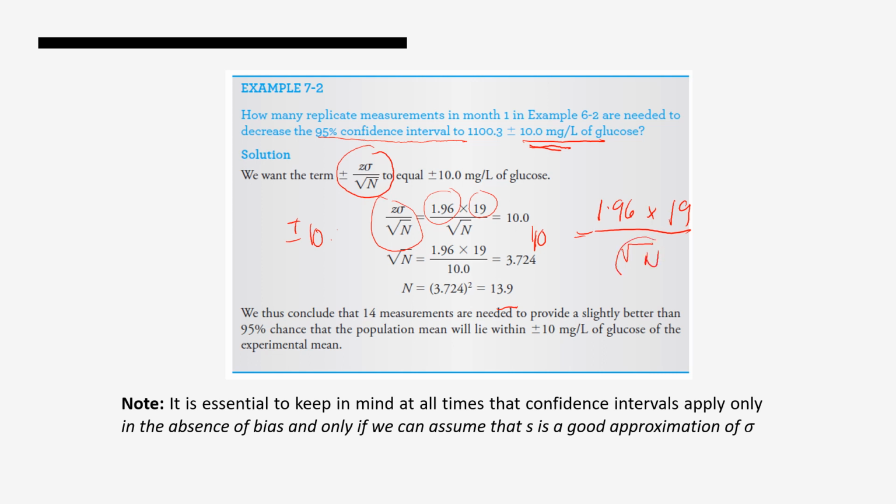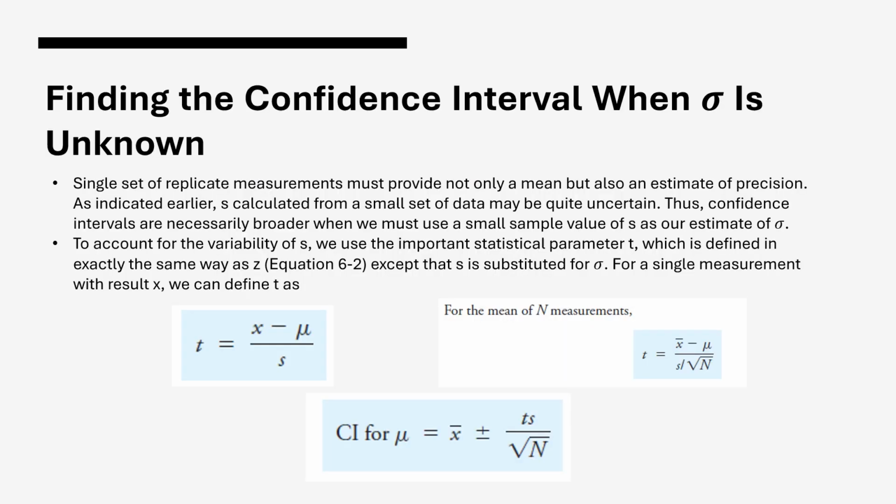So you have to transpose this data. So it should be 1.96 times 19 divided by 10. And then in order to get the square root, we just have to square both sides in order to get the square root and get the value of n. Therefore, you have to make 14 measurements in order to get that confidence interval.